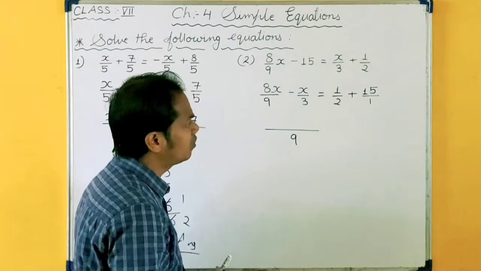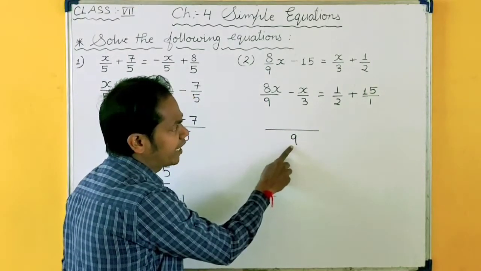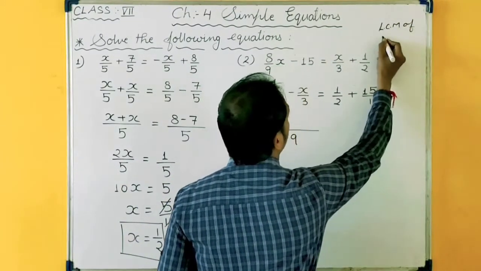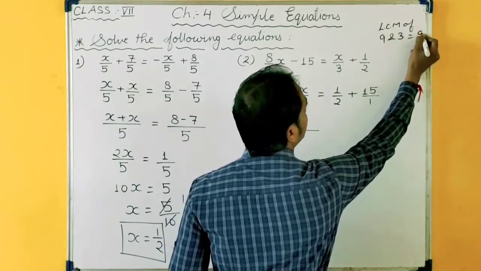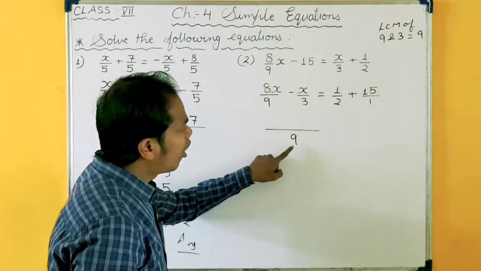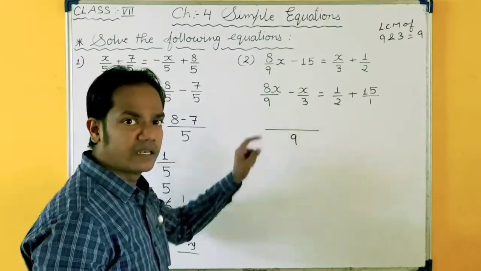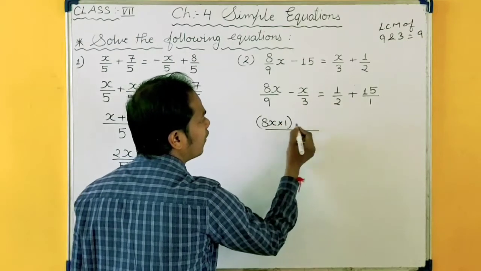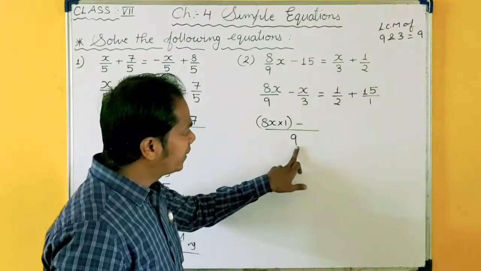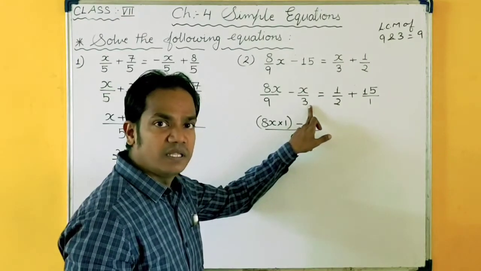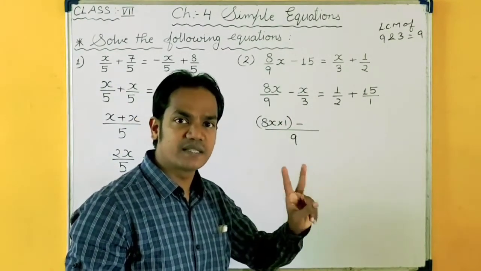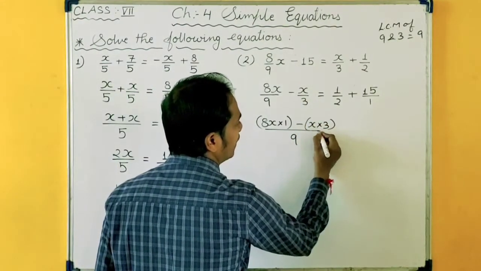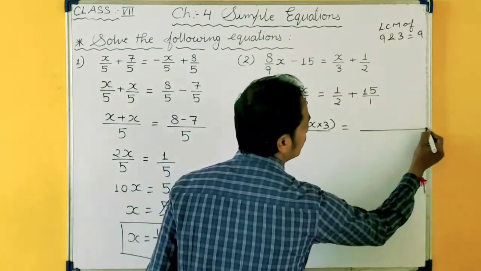Now you have to count how many times your LCM 9 comes. I am writing here, LCM of 9 and 3 is 9. How many times will your LCM 9 come in the table of 9? 1 time. So you multiply 8x by 1. This is the method. How many times will this 9 come in the table of 3? 3 1s are 3, 3 2s are 6, 3 3s are 9, 3 times. So this x will be multiplied by 3. Same way you will do here also.